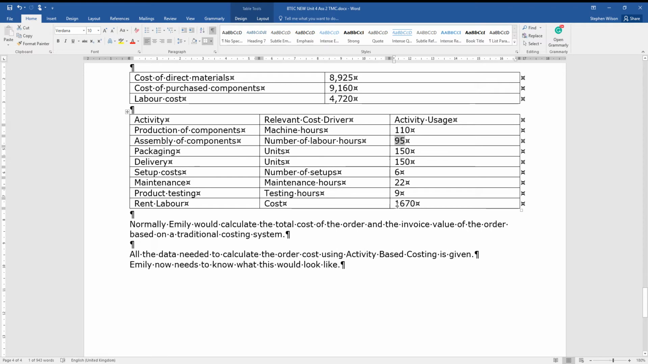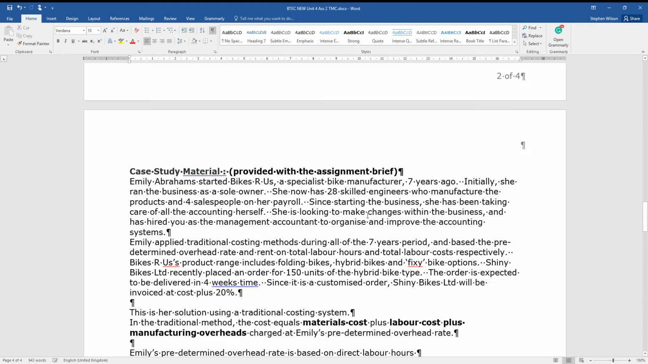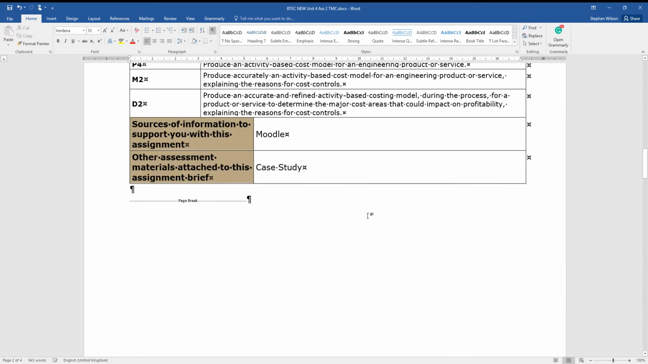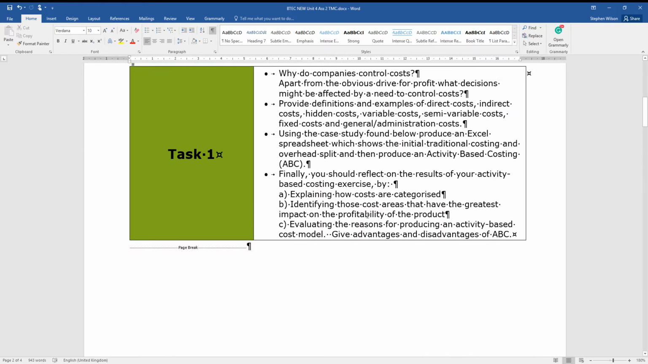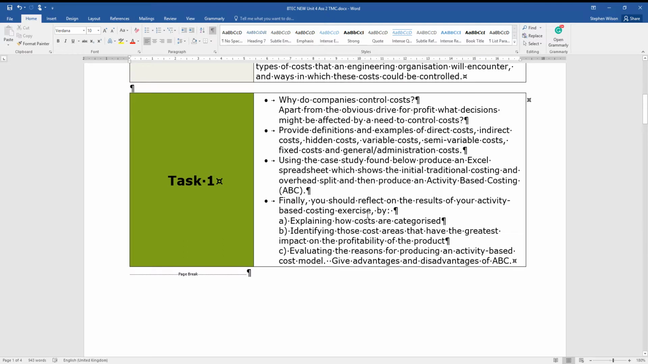So we get a total cost for this activity usage. We add that total cost to that, plus that, plus that, and then we add our 20%, and that's how much we charge Shiny Bikes. And that's what I want to know. Hopefully that explains that a little bit more.